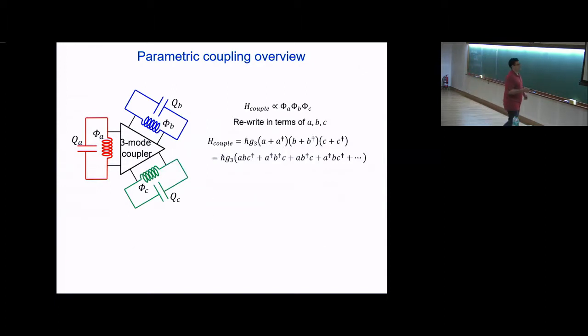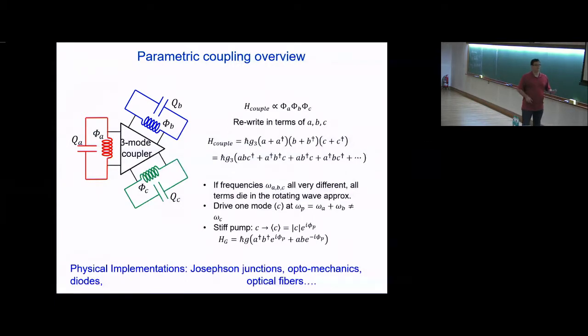And what happens is that if all these 3 modes are very different in frequency, all of these terms are going to die. So if you don't drive the system with some special pump tone, it's effectively like in the dynamics this coupling isn't there. And as you'll recall from the first 2 lectures, the trick now is to sacrifice one mode. We're not going to use this as a quantum mode in our circuit. We're just going to drive it.